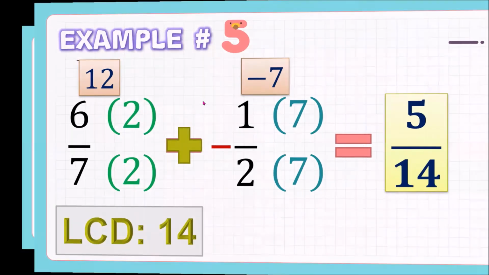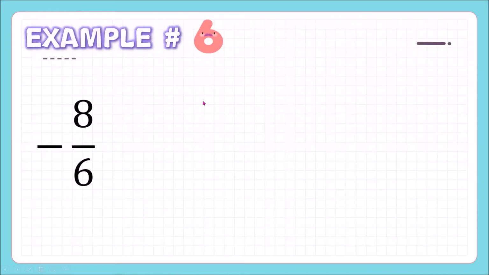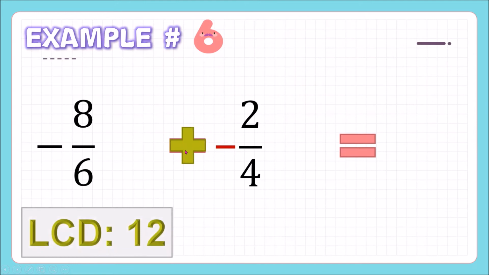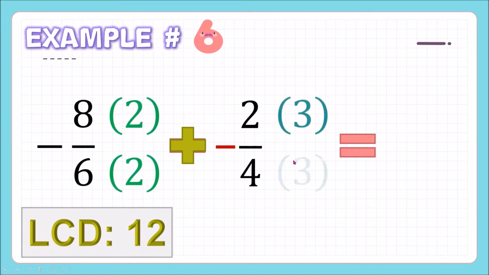Next, example number 6. Negative 8 over 6 minus 2 over 4. So change the sign of the subtrahend. It will become negative. And then proceed in addition. LCD, we have 12. So 12 divided by 6, we have 2, so we need to multiply it by 2. And then 12 divided by 4, we have 3, so multiply it by 3. So again, 6 times 2 is 12, 4 times 3 is 12. Similar fractions.